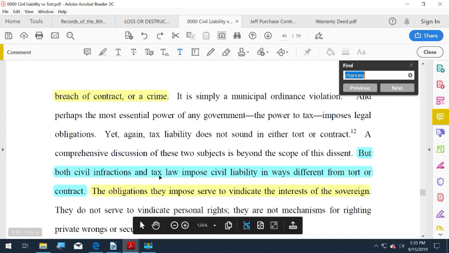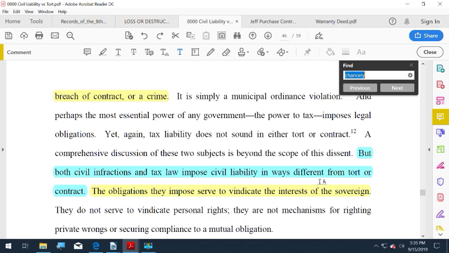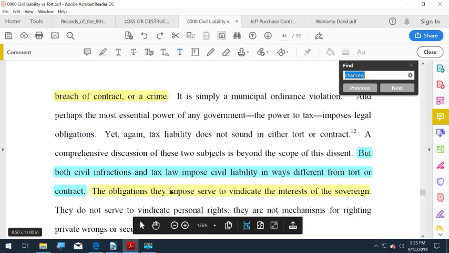Okay, tax and civil infractions. Tax law imposes civil liability in ways different from tort or contract. The obligations they impose serve to vindicate the interest of the sovereign. Right? So a civil infraction would be you're breaking a law.